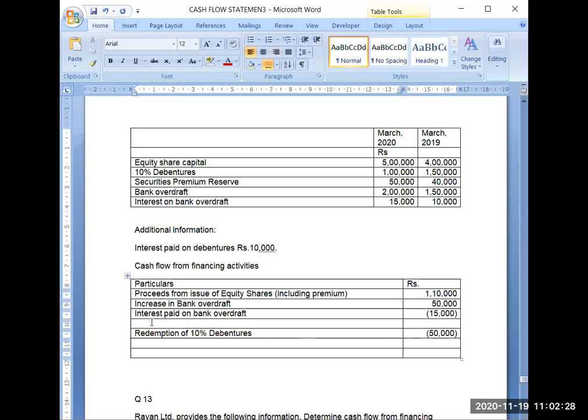Next, these points are finished. Now see the additional information. Interest paid on debentures, rupees 10,000. So we have paid the interest on debentures, it will be 10,000. So these three are outflows. We are paying interest on overdraft, we are paying interest on debentures, we are redeeming the debentures.